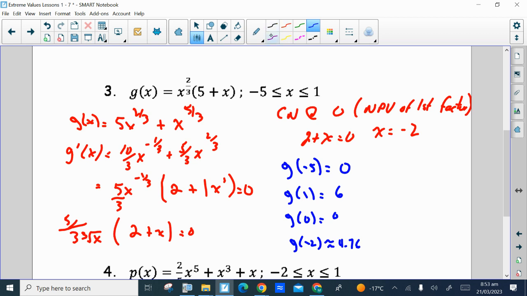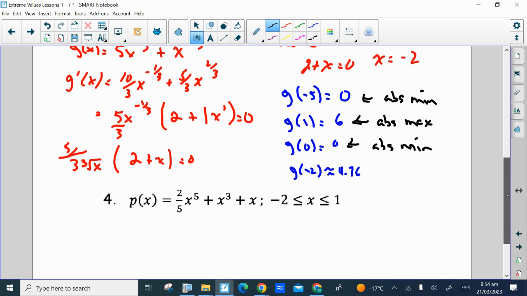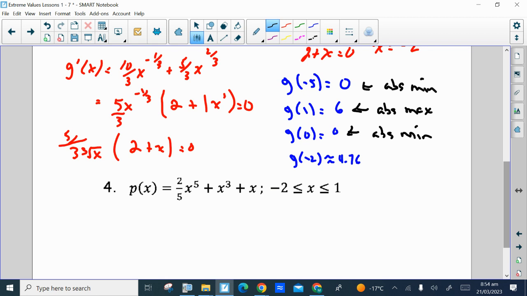So if we compare all these points, the largest value is 6. That'll be an absolute max. And we have 2 places where it reaches the absolute minimum point of 0. 2 places where you're at the absolute minimum of 0 when you compare all 4 of those values. Okay?